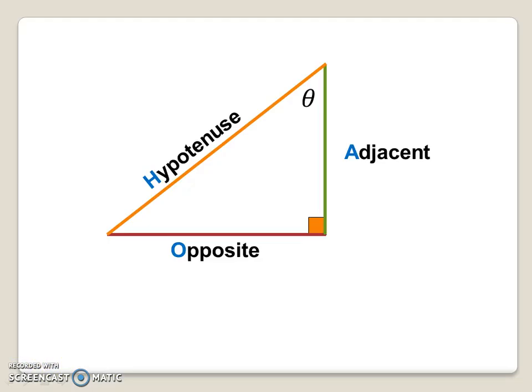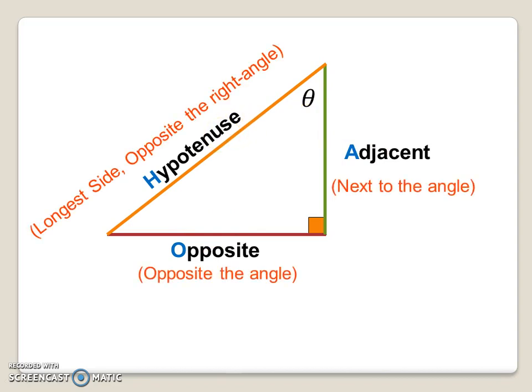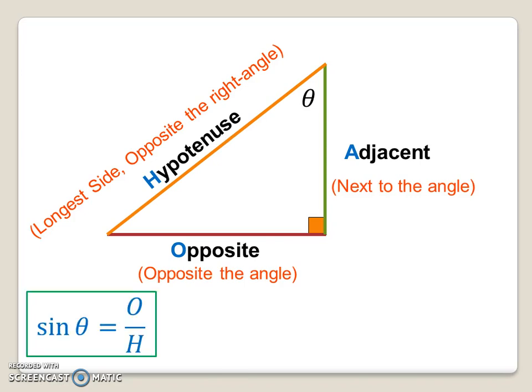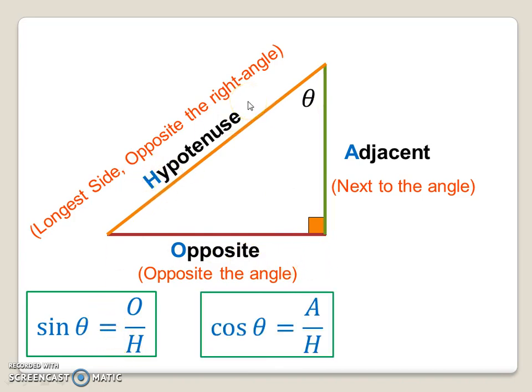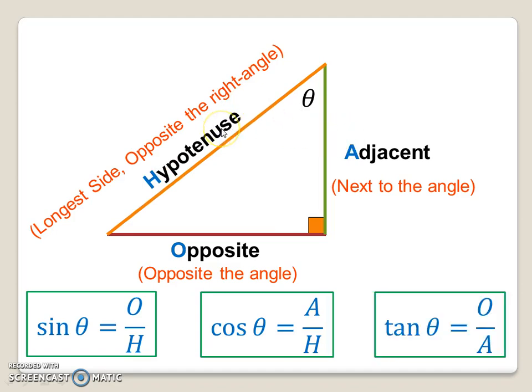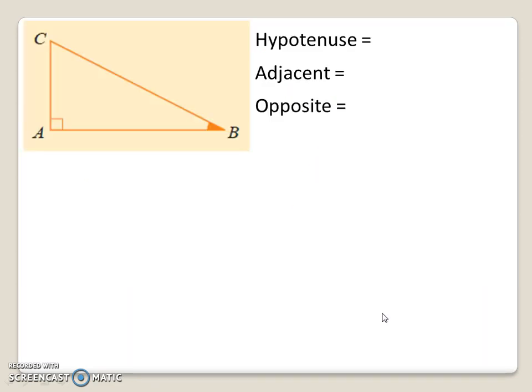So as we did in the last lesson, opposite is opposite the angle that's mentioned, adjacent is next to the angle, and the hypotenuse is the longest side. So our sine just tells us to get whatever is written on the opposite side and put it over the hypotenuse side. Our cos is our adjacent side over hypotenuse, and our tan is our opposite over adjacent. You can see we've just used the first letter for each of the words, hypotenuse, adjacent, and opposite, so we don't have to write the whole words out.